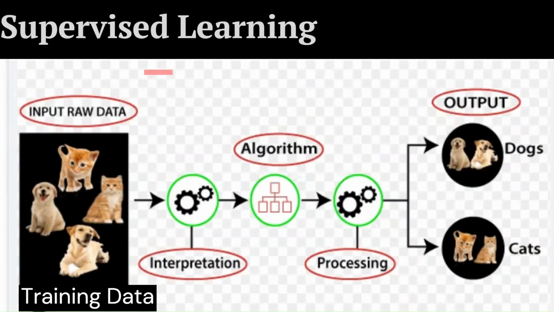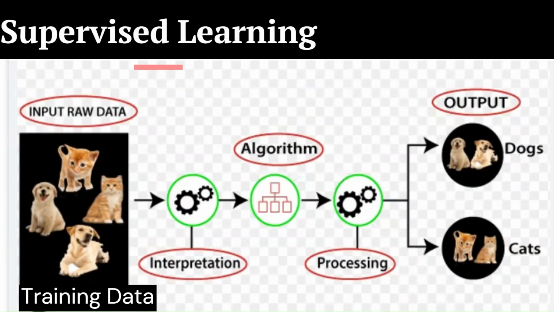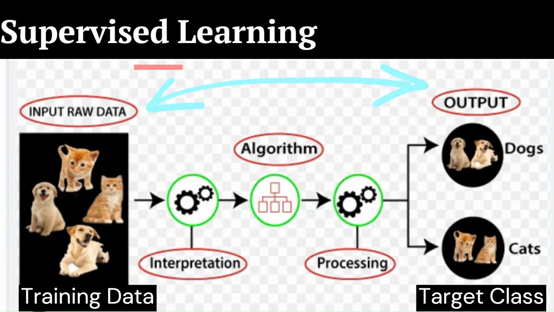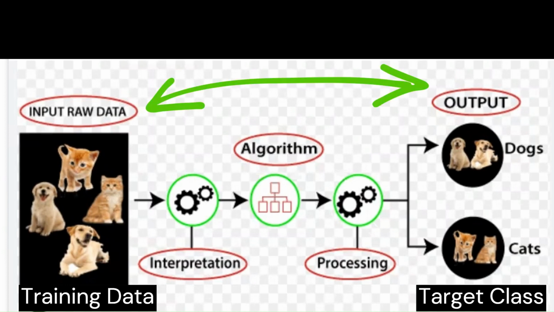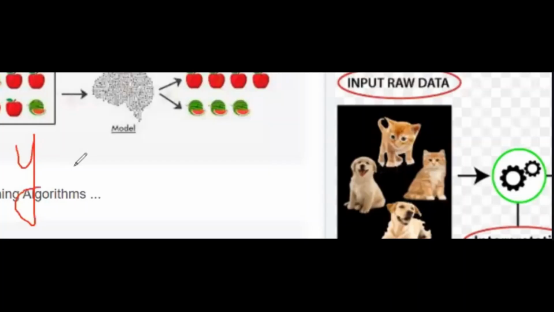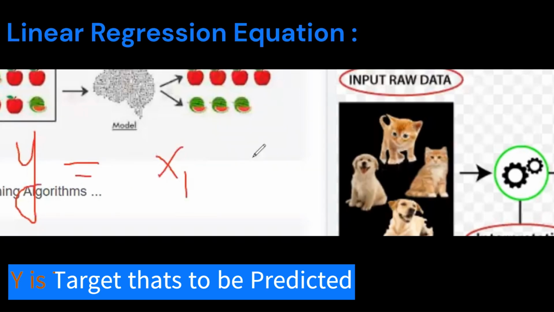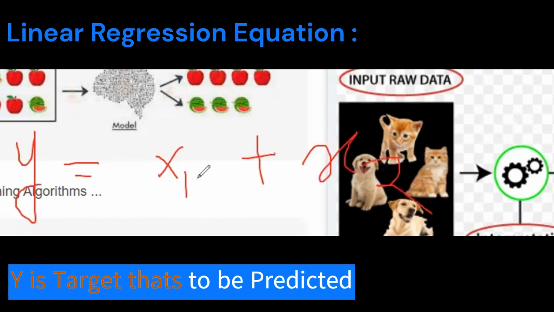Coming back to what we were discussing, in supervised machine learning, you always have a target so that your model can generate a relationship between the input and the output in the form of that equation which I was trying to explain, like y equals x1 plus x2. But the equation will never be in this form, right?